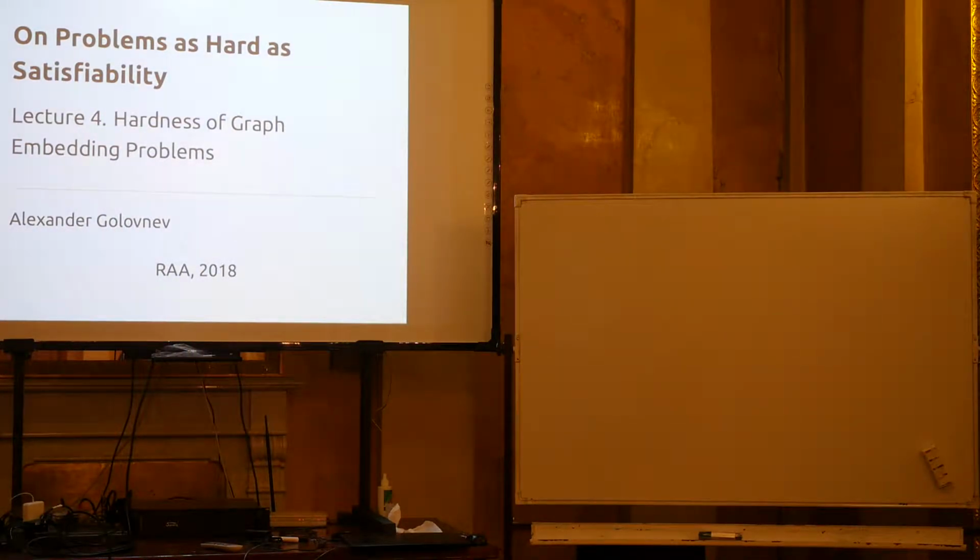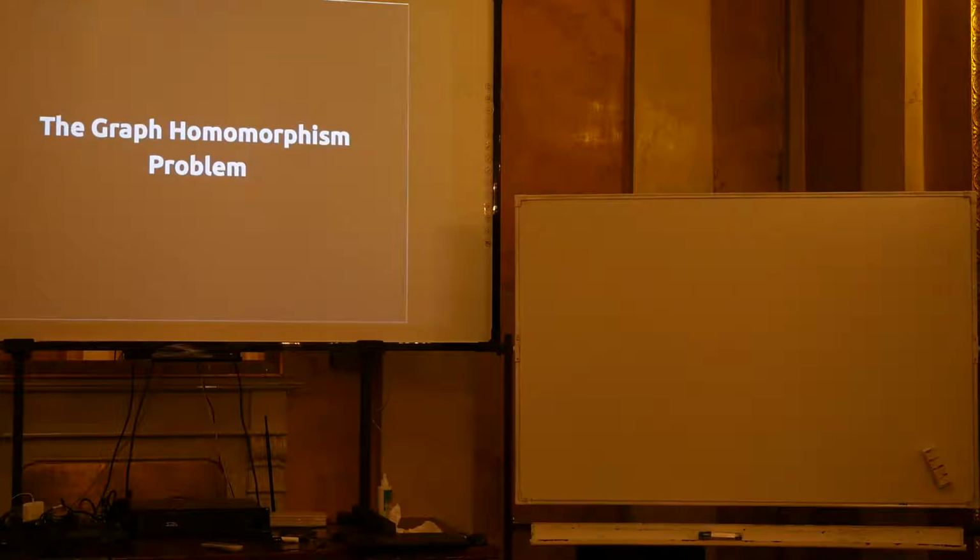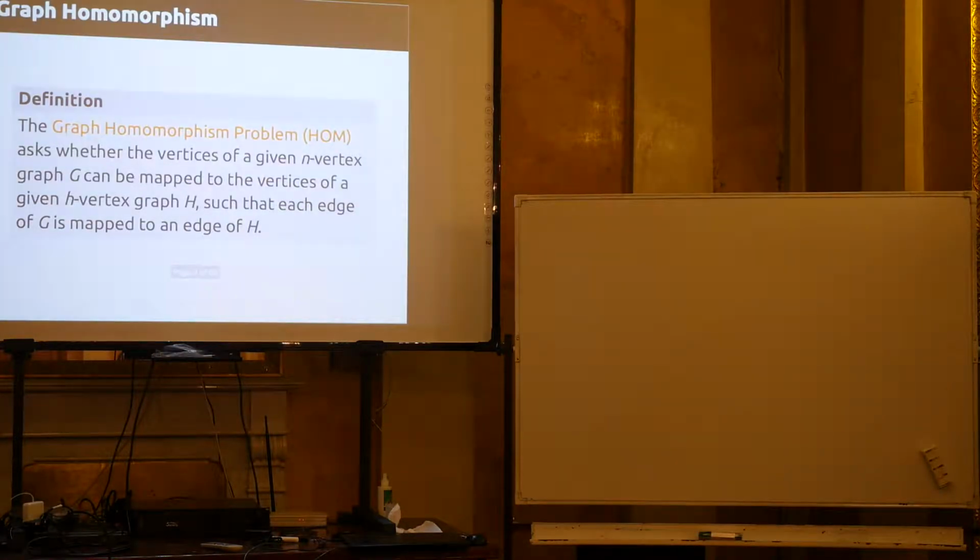So let me first define the graph homomorphism problem. In the graph homomorphism problem, you are given 2 graphs, G and H. We'll be using n to denote the number of vertices in the graph G, and little h to denote the number of vertices in the graph H. And in this problem, you want to check if there is a homomorphism from G to H.